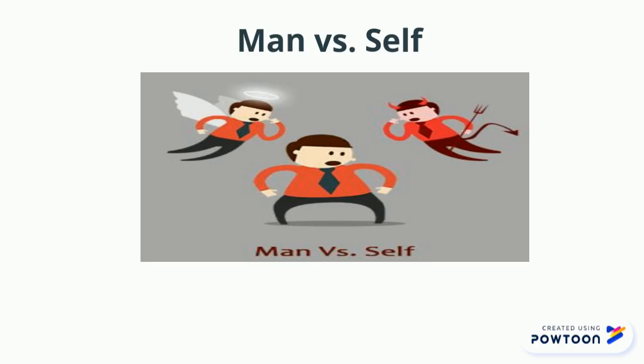And now we've arrived at the last type of conflict we're going to talk about, which is man versus self. This is the type of conflict that I said was from inside. It's an internal conflict. So the character struggles with making the right decision. They might be dealing with depression or other mental health issues, for example.